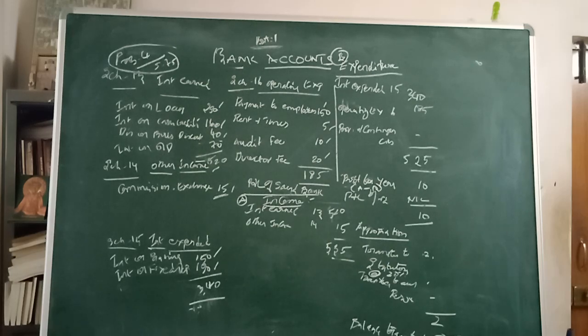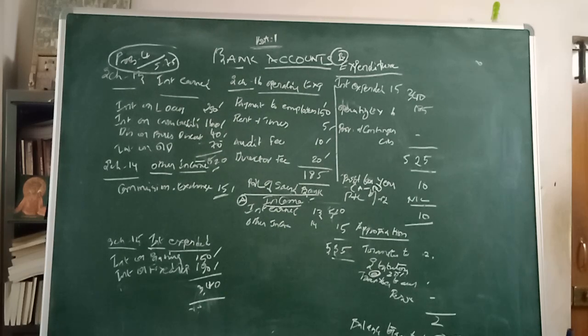No separate treatment is given. That amount, it is assumed, is already adjusted in schedule number 13, so no adjustment is required. Whereas here, in this problem, it is given as discount on bills discounted, so we are taking it in schedule number 13. Please mind it; if you want, you can note it down.